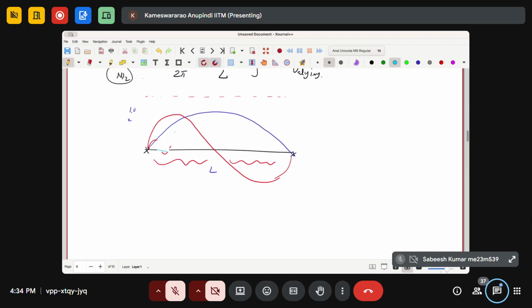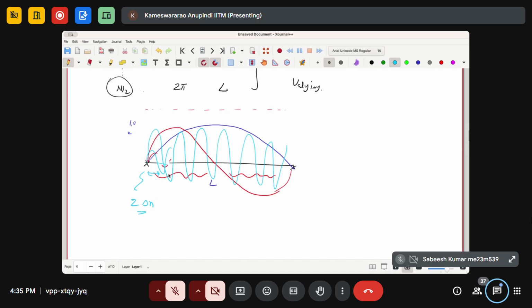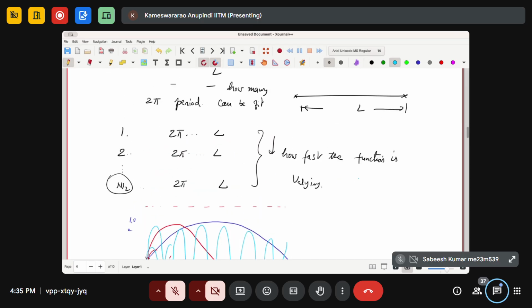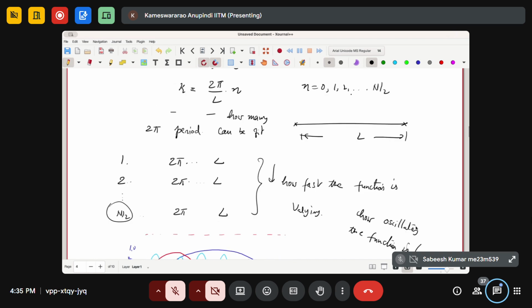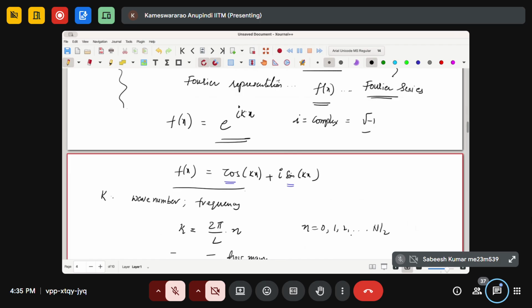If I have n by 2, I can fit in a wave something like that. Each wave has a wavelength of essentially 2 times delta x, or 2 times h. So it gives you a sense of how oscillatory the function is. If I increase my k, my function is much more oscillatory in that domain. If my k is small, then I don't have a very large wave number, and the function is slowly varying.